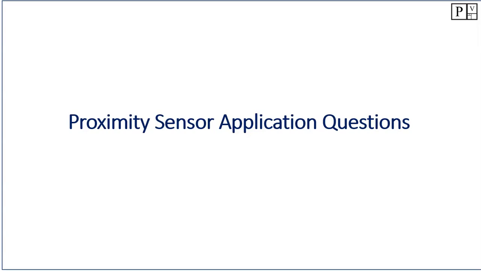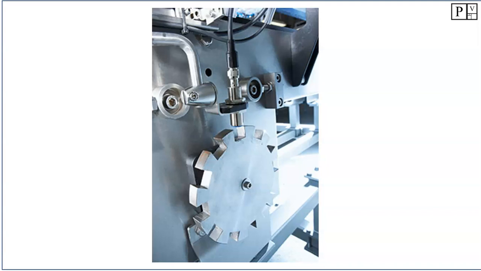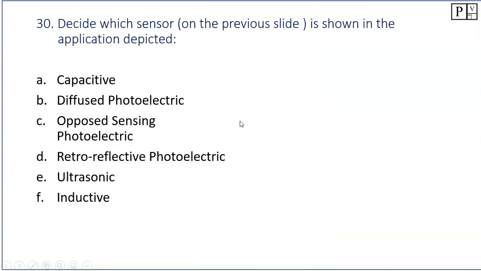Okay, let's take a look at some applications now that we've looked at each of the different types of sensors. This is what the bulk of the test is going to be. I'm going to show you a diagram, and you're going to tell me what type of sensor is being used for that application. It looks like we have a cam here that is metal, so this is sensing the presence of metal. When given these options, capacitive, diffused, opposed, retroreflective, ultrasonic, and inductive, the one on the previous slide is an inductive sensor.